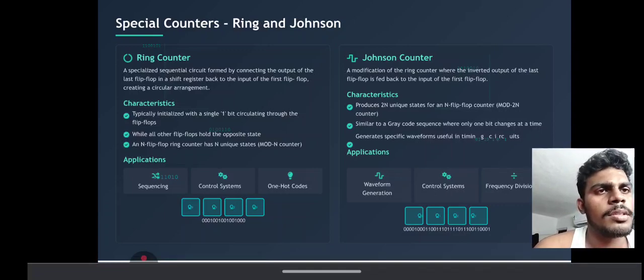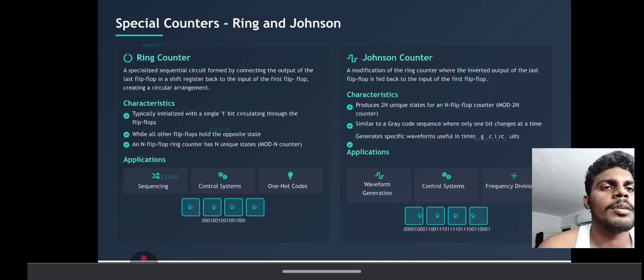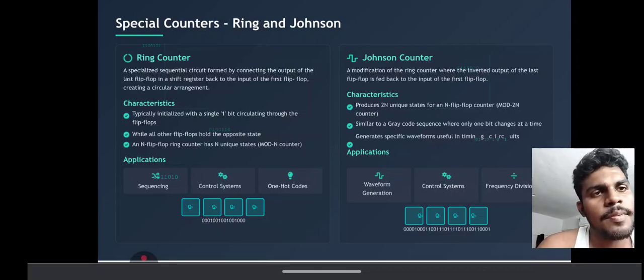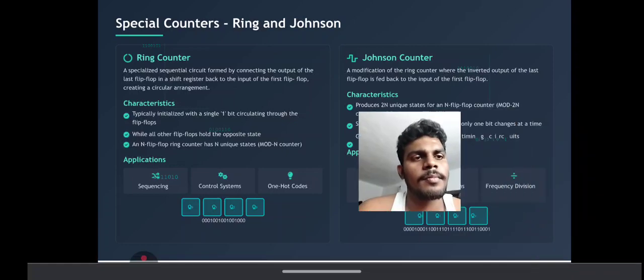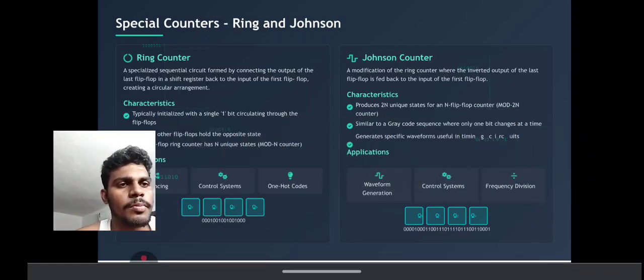Johnson counter, a modification of the ring counter, feeds the inverted output of the last flip-flop back to the input of the first flip-flop. Characteristics: 2n unique states for n flip-flops, similar to a Gray code sequence, where only one bit changes at a time. Specifically used for waveforms, timing circuits, and control system frequency designs, for example 4 bits.